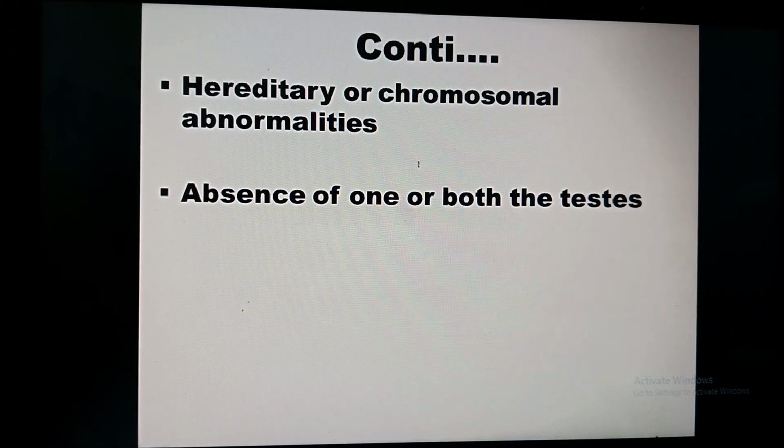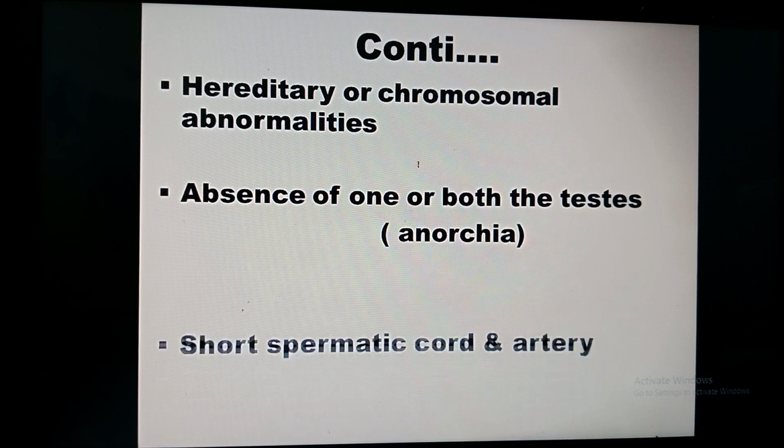So this is the absence of one or both the testes, which means of course it will not reach. Absence of one or both the testes is called anorchia. Very important, put an underline for that. For the 1 mark, they will ask: anorchia means absence of one or both the testes.